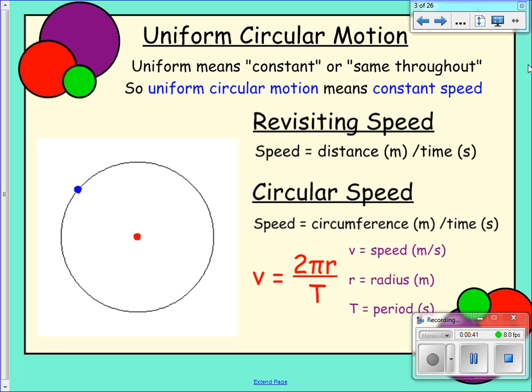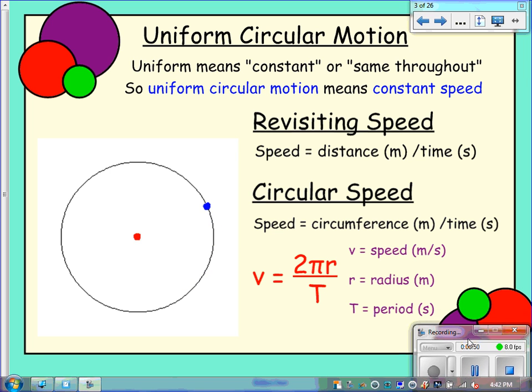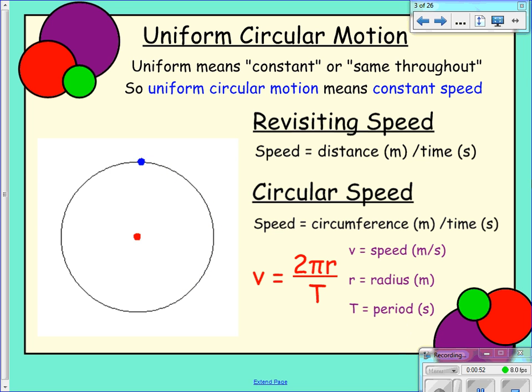When we talk about uniform circular motion, it's a good idea to start with what we mean when we say the word uniform. Uniform just means constant or the same throughout. And what that means is we're looking at uniform speed, or constant speed. So if we look at this blue particle orbiting around this red center, we would say that it's moving at constant speed. Now, it's been a while since we've talked about the idea of speed. In fact, it's been since first semester in Unit 2. So let's go ahead and revisit it real briefly.